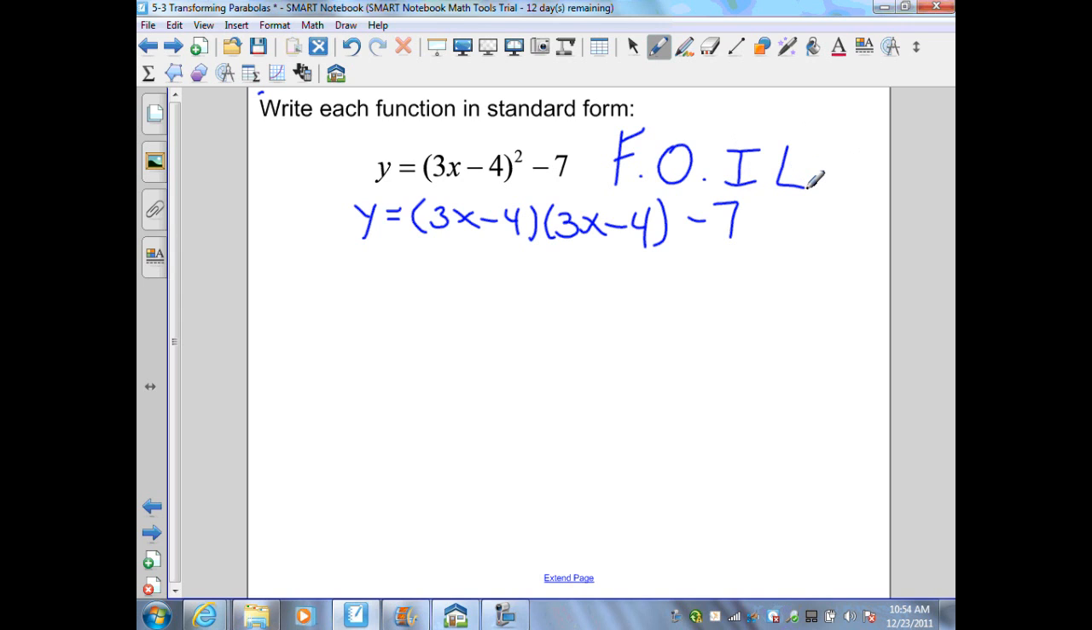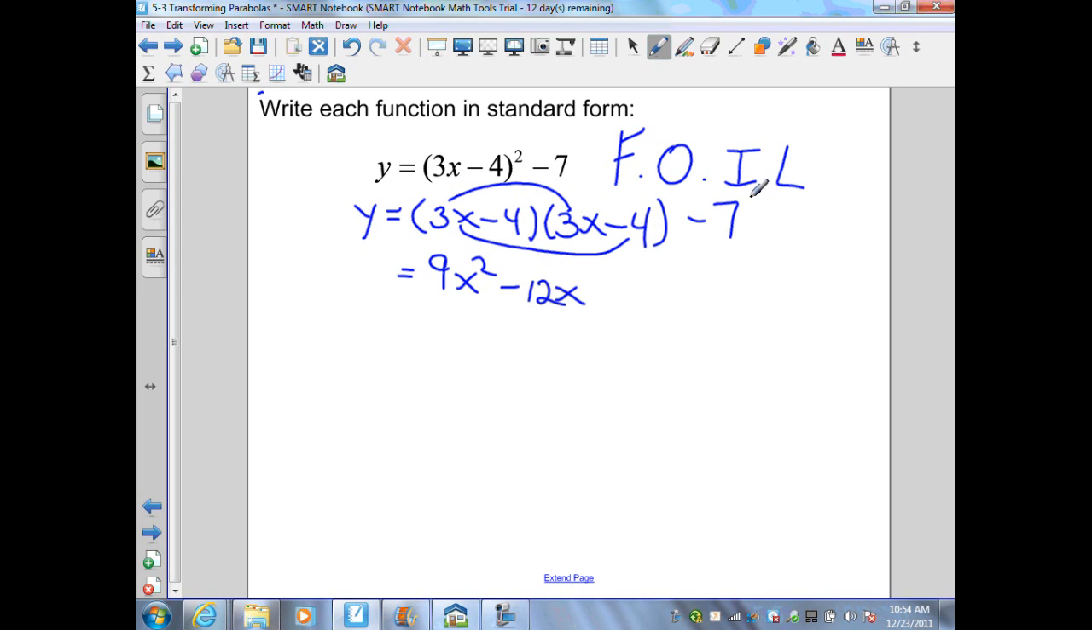FOIL means that we're going to take the first two terms and multiply them together. 3 times 3 is 9. x times x is x squared. O means the outer terms. 3 times a negative 4 is going to be a negative 12. x is going to be brought down. In other words, what we did is take the first term and distribute it through the second set of parentheses.